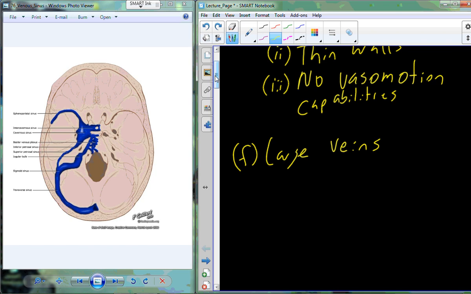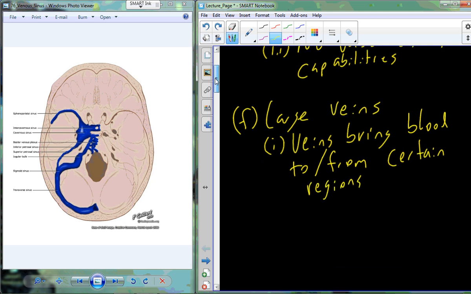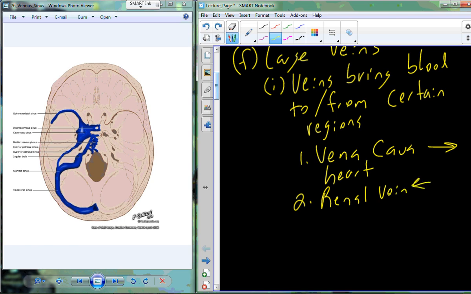All right, the last type of vein is going to be known as a large vein, and large veins are veins that bring blood to and from certain regions. So one of the most notable examples of a large vein is the vena cava, both superior and inferior, that are bringing blood to the heart. We would also have the pulmonary veins, which are bringing blood back from the pulmonary circuit to the heart. Another example would be the renal vein, which is bringing blood away from the kidneys and actually interfaces with the inferior vena cava to bring blood supply back into the heart.